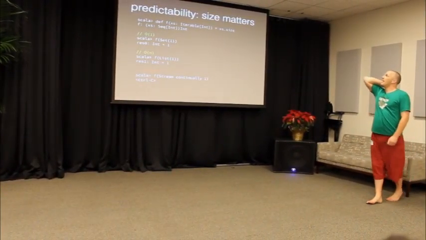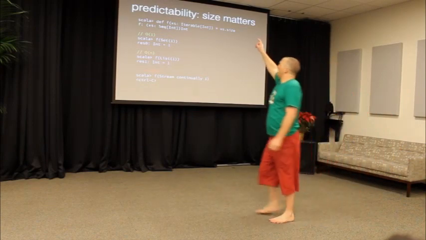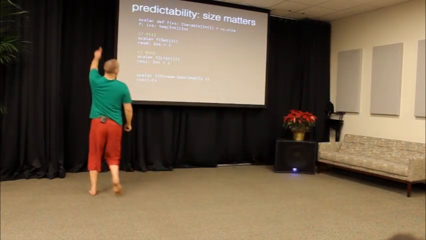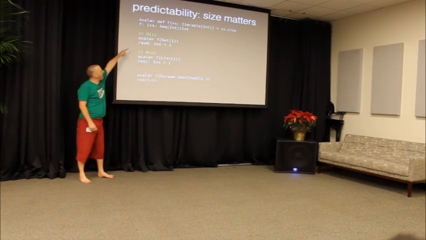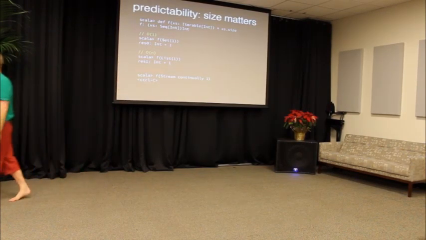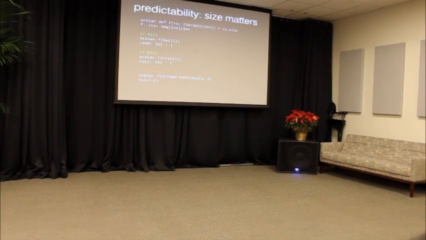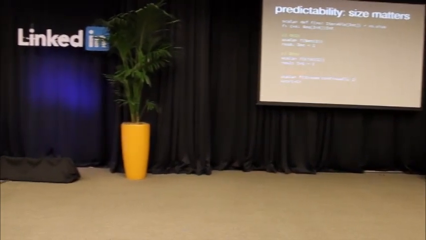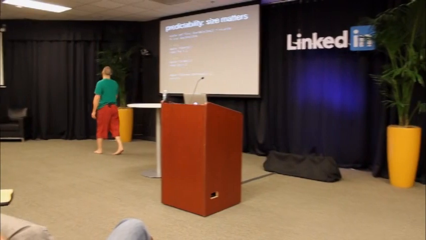Predictability. The O(1) size method, the constant time size method, the linear size method, and the never size method. They're all offered in the same interface. There's literally no way whatsoever to distinguish them.